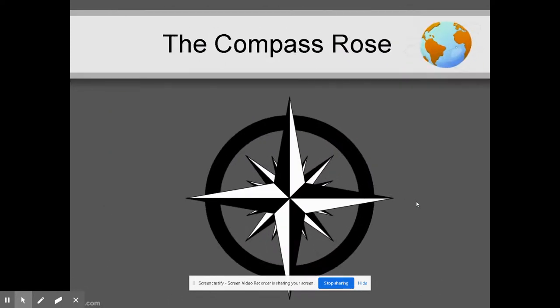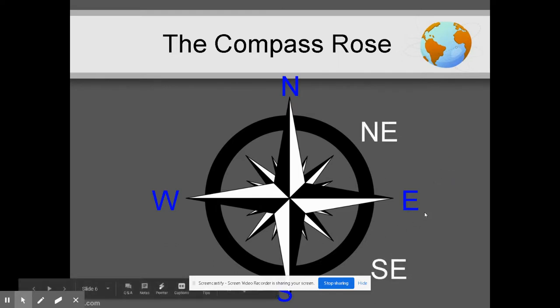So I've used the compass rose. And what are the cardinal directions? We've got north, east, south, and west. Those are what we call cardinal directions. Every other direction is what we call ordinal directions. So northeast is halfway between north and east. Southeast is halfway between east and south, and so on.